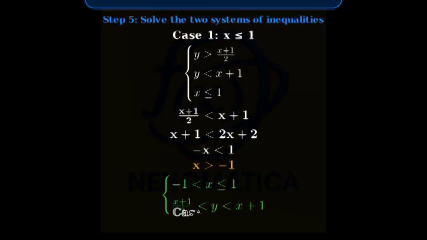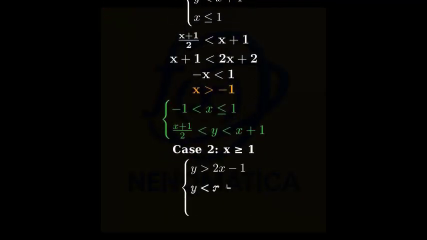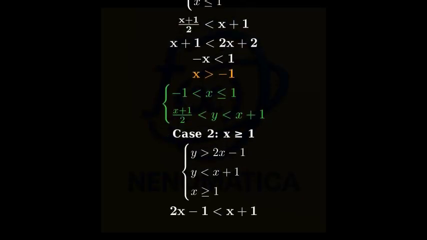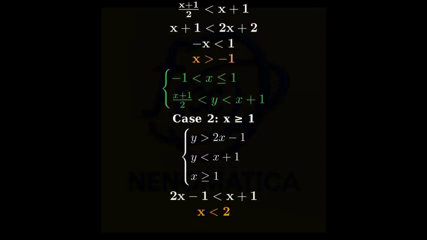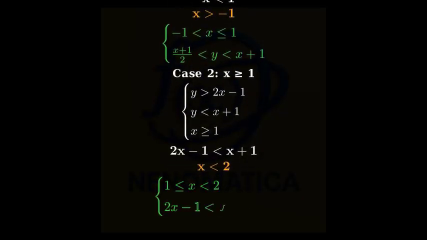Case 2. With x greater than or equal to 1, we have y greater than 2x minus 1 and y less than x plus 1. Check the interval is non-empty by confirming 2x minus 1 is below x plus 1. Simplify to find x less than 2. Therefore, 1 is less than or equal to x, which is less than 2, and 2x minus 1 is less than y, which is less than x plus 1.